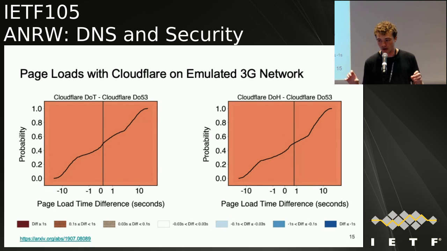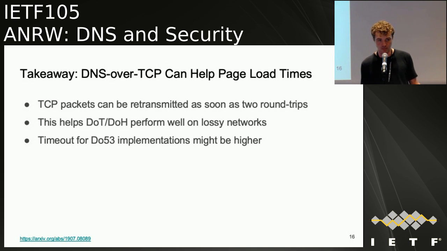And now this is an emulated 3G network. Now both DOT and DO are over 100 milliseconds slower than DO53. Again, to remind you of the conditions for an emulated 3G network, we added 150 milliseconds of additional latency, 8 milliseconds of jitter, and 2.5% packet loss. So now the conditions have become so dire that both DO and DOT are significantly slower than DO53 in terms of page load times.